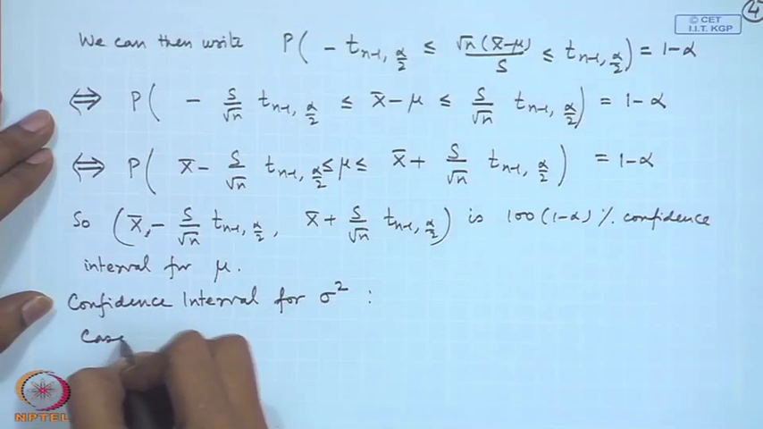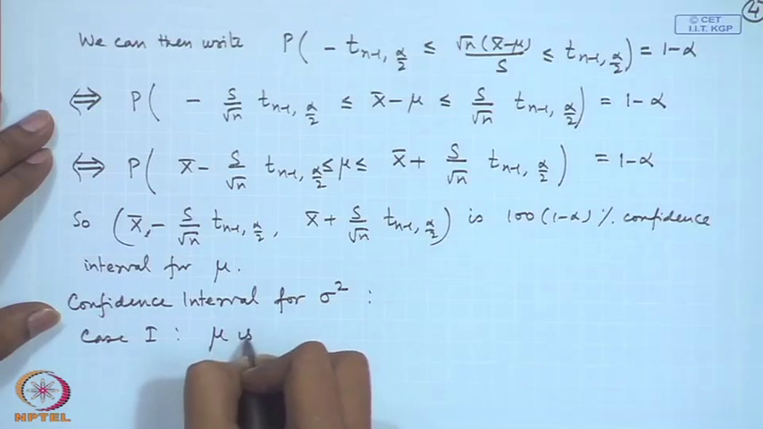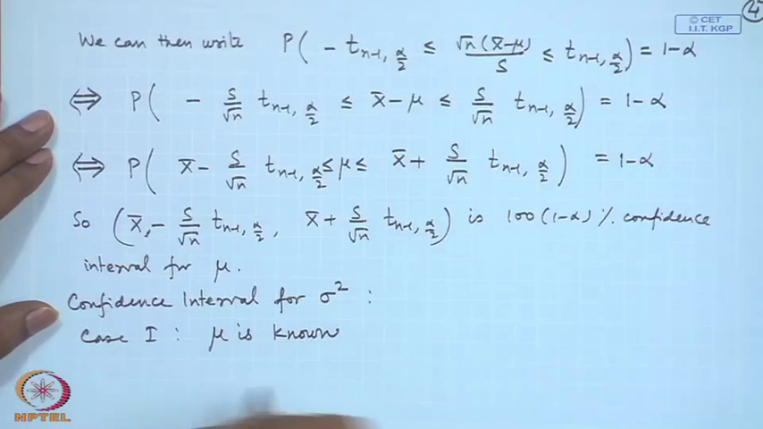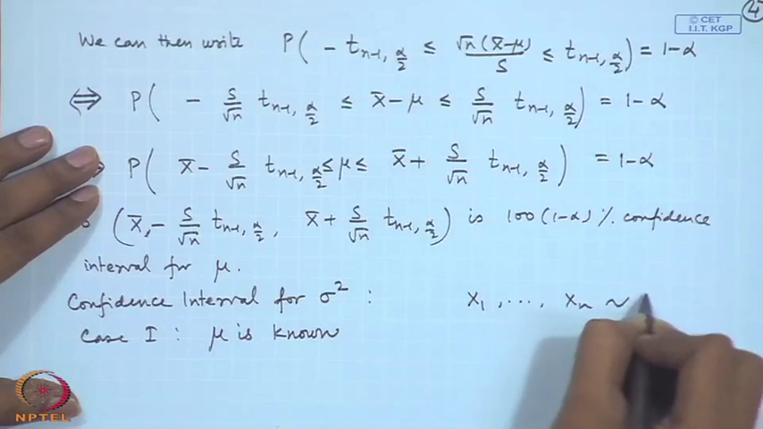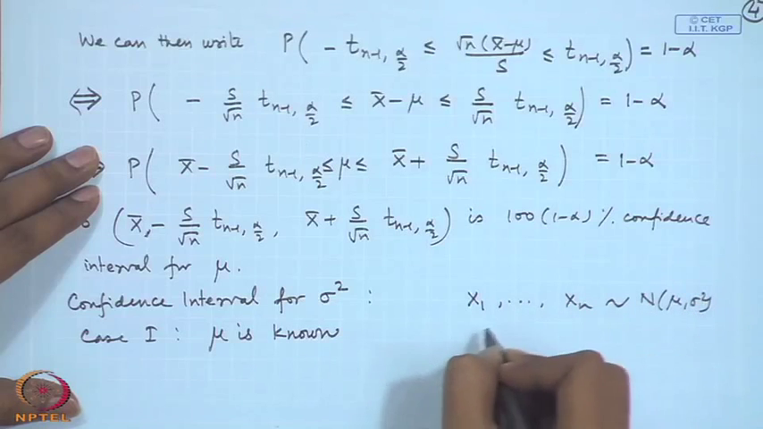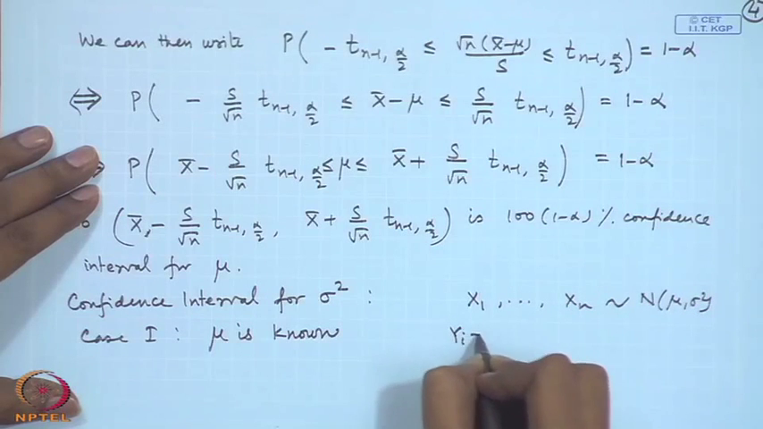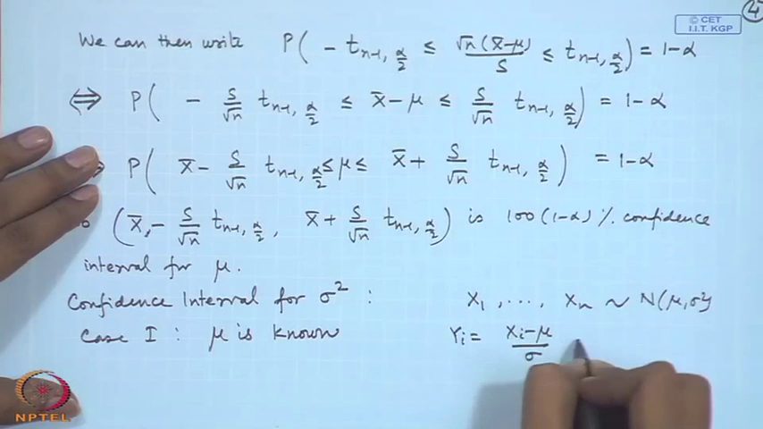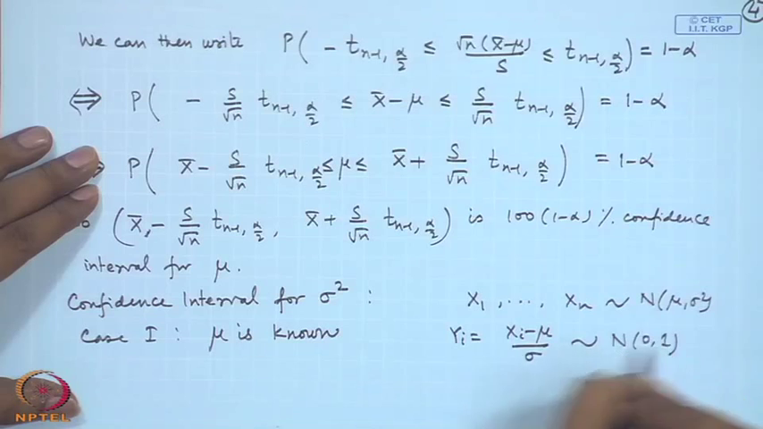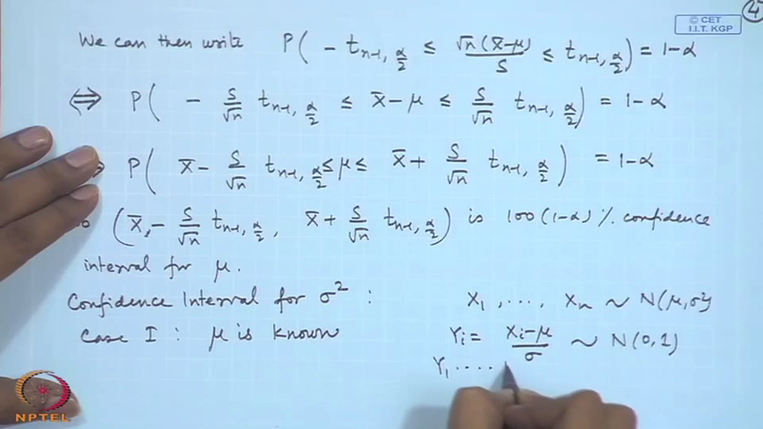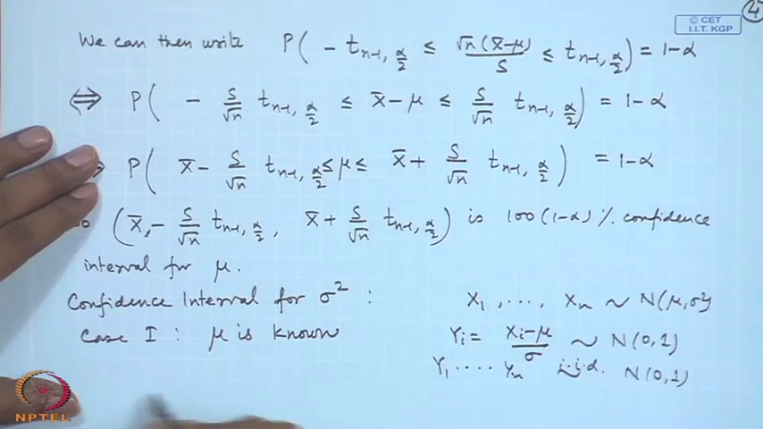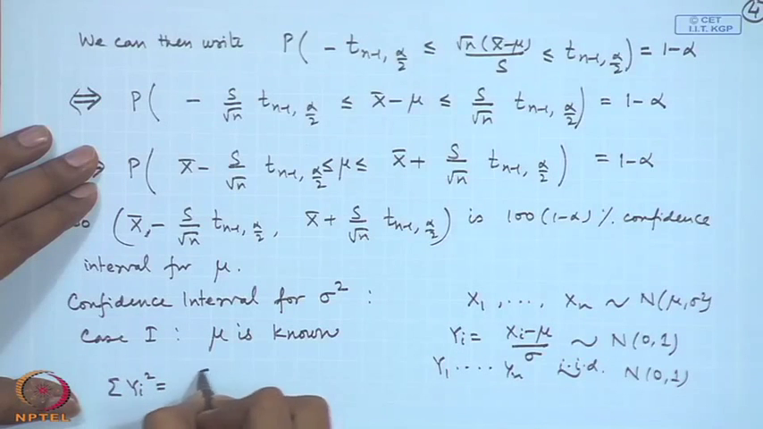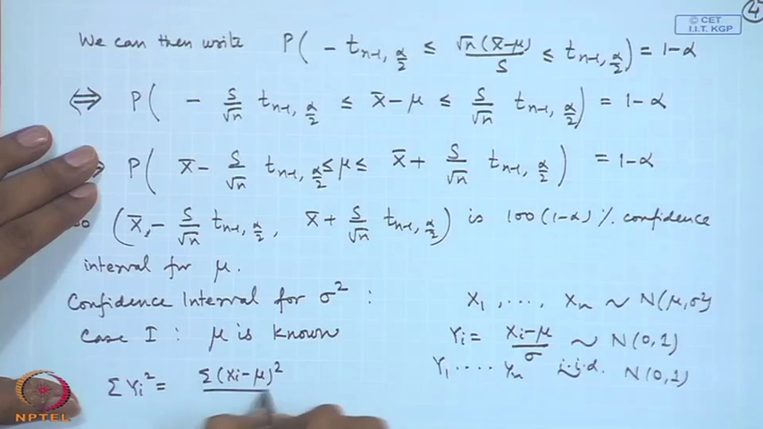In this case again I consider two cases, case 1 when mu is known. Now, if I am considering X1, X2, ..., Xn following normal(mu, sigma square), then by the linearity property, suppose I consider Yi equal to (Xi minus mu) by sigma, then that follows normal(0, 1). So Y1, Y2, ..., Yn are independent and identically distributed normal(0, 1) random variables. So, if I consider sigma Yi square, that is sigma (Xi minus mu) square by sigma square, that follows chi square distribution on n degrees of freedom.